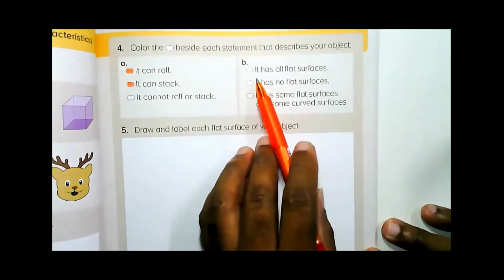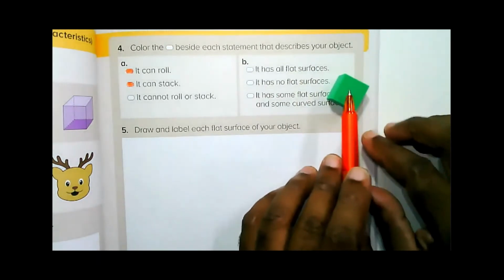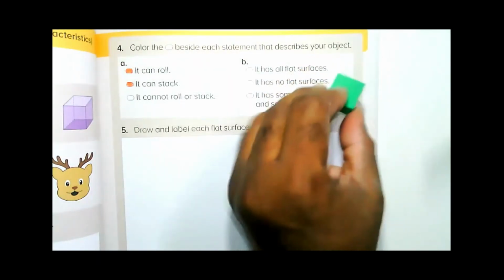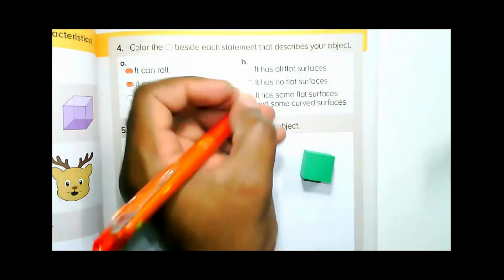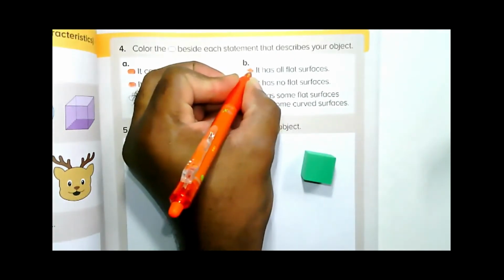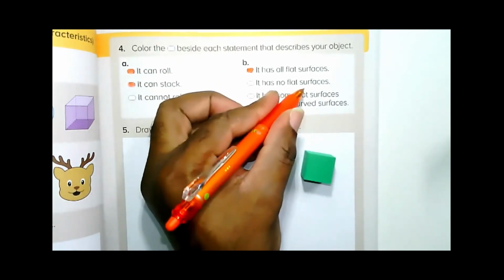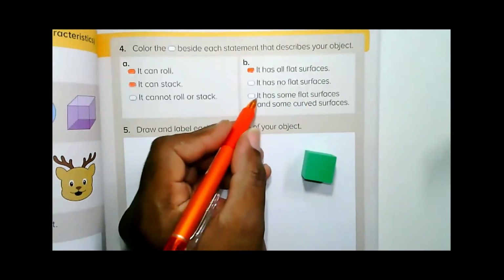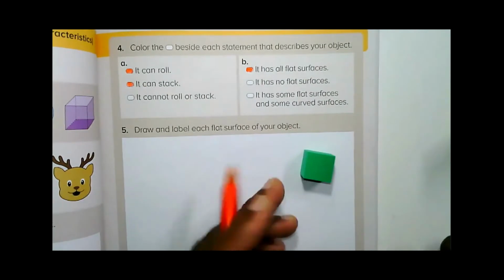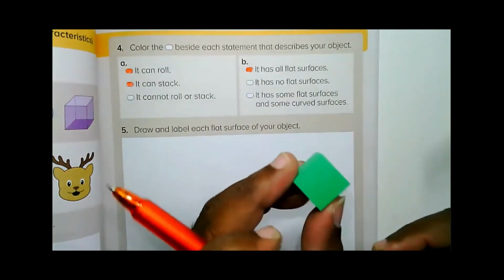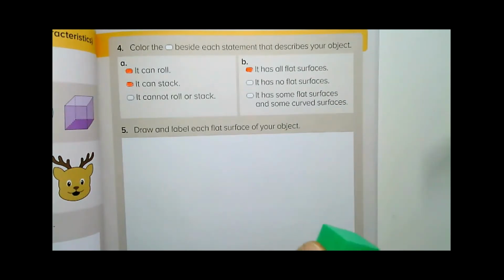Now, B, it has all flat surfaces. All of the surfaces are flat. So we can shade that. Next, it has no flat surface. No, of course it does. Then it has some flat surfaces and some curved surfaces, no curved surfaces. So for this object, it's got 6 surfaces.